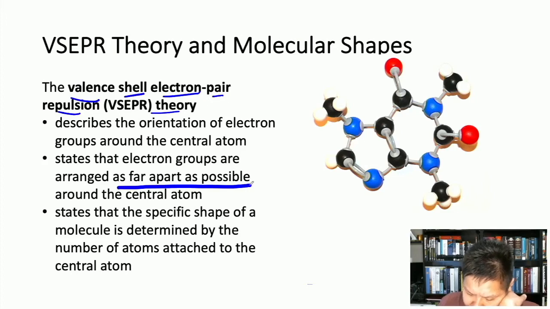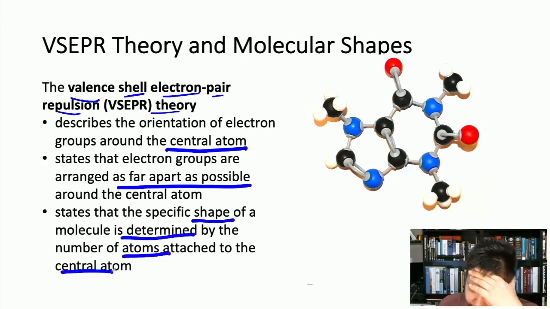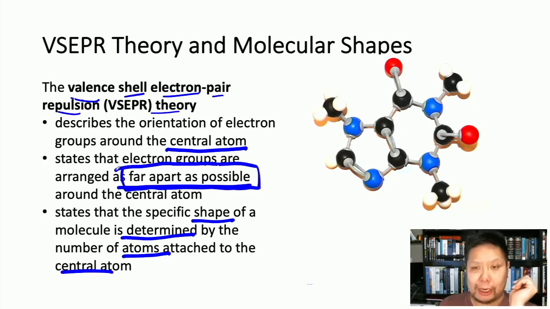We already know the first one here because it says around a central atom, and you saw that when I did the carbon dioxide example. The shape is determined by the number of atoms that are attached to the central atom. The biggest thing here is that VSEPR theory is all about electrons being as far away as possible from each other when they form bonds, when they form covalent bonds. That's the biggest thing. Just remember that.